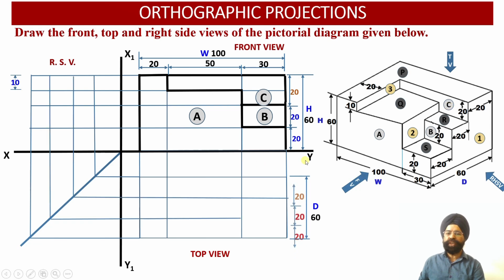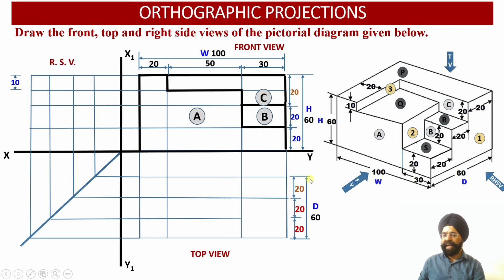Now let's move on to the top view. As we look at the solid from the top view, once again you can check this depth of the solid corresponding to the top surface P. This is equal to 20 millimeter. Then this depth of the solid corresponding to the surface R, this is also 20 millimeter. And this depth of the solid corresponding to the surface S, this is also 20. So 20 plus 20 plus 20 is equal to 60.